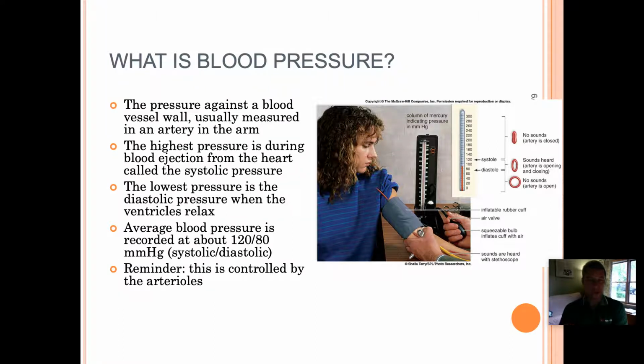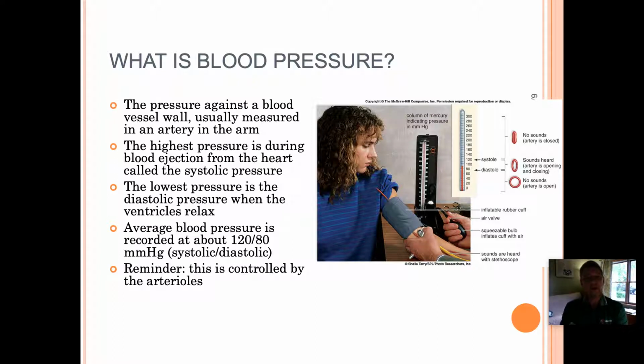Now, blood pressure. You've probably all had your blood pressure measured at some point in a doctor's visit, or if you've ever given blood or that sort of thing. And your blood pressure is essentially the pressure against a blood vessel wall. Typically, it's measured in an artery in your arm, although you can measure it in any artery that's close enough to the skin that you can essentially squeeze.